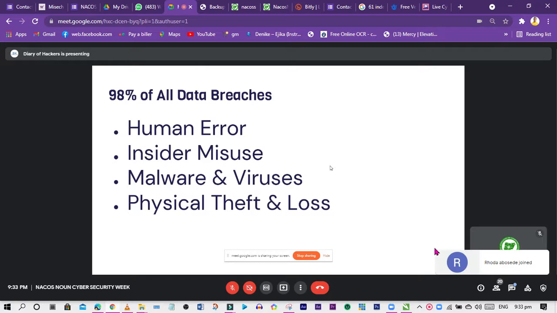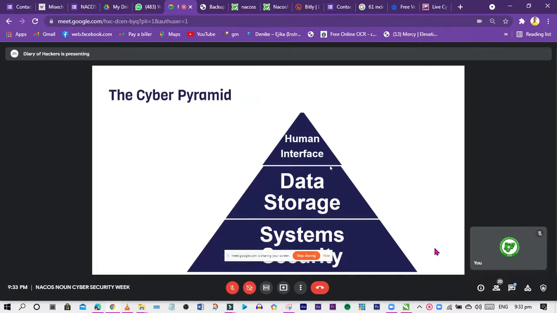So it can be that you give out your password unknowingly, you tell somebody to log in, or you leave your computer unattended, you download an unsolicited email attachment, you use somebody's USB on your system, and all of those things. So those are part of what causes data breaches, right?